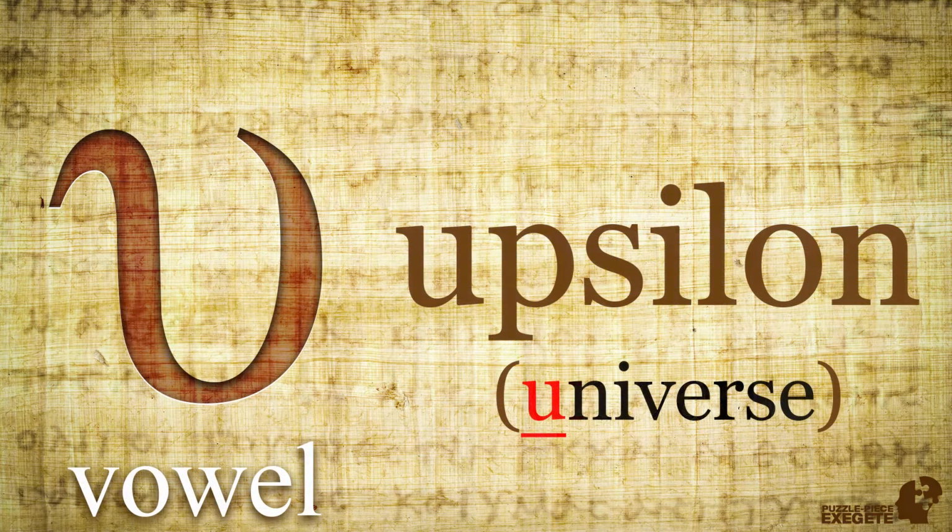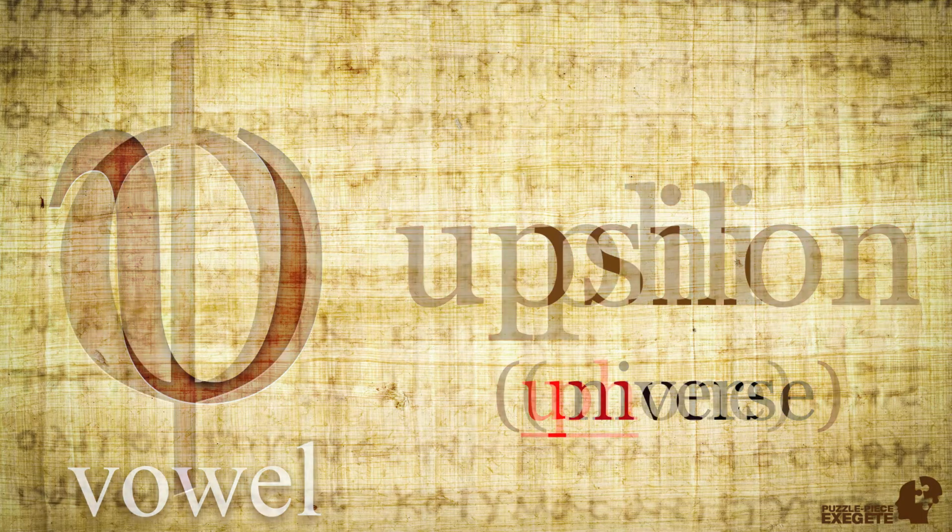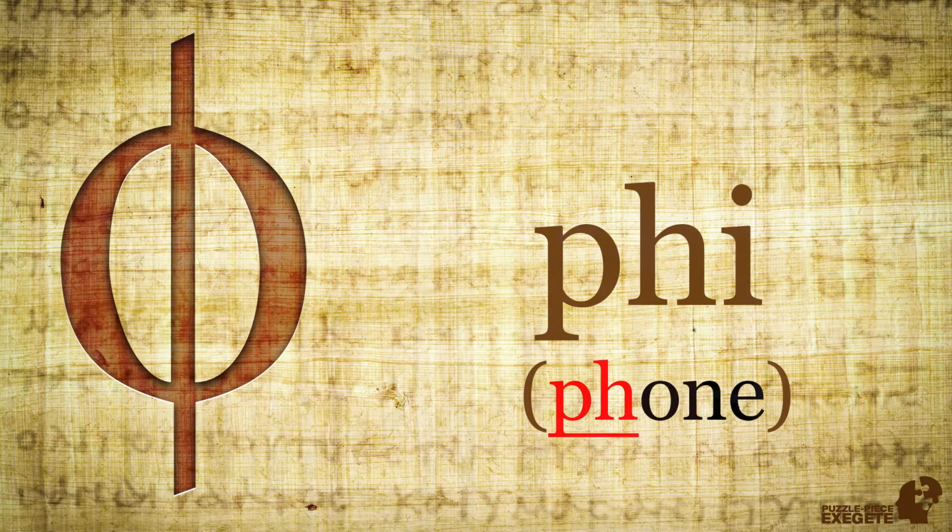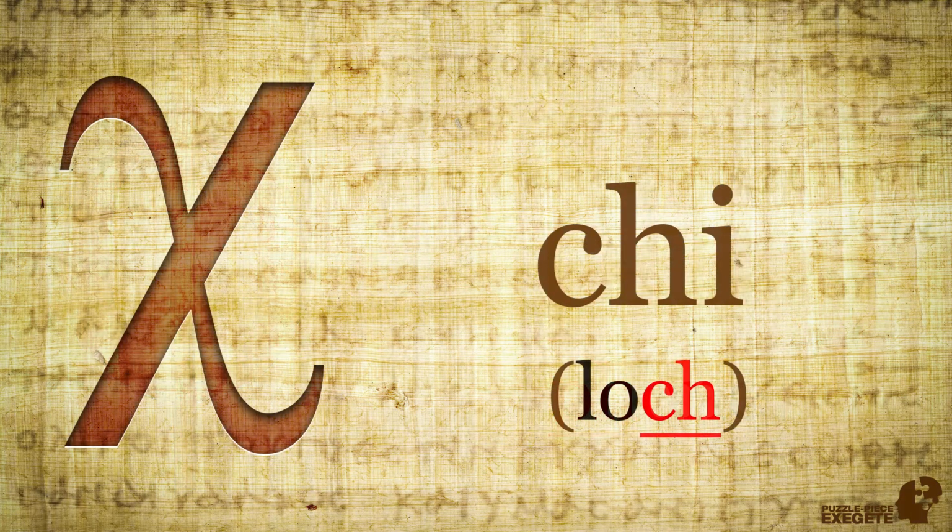Next letter is upsilon. Now, it's not "upsilon" with an oo sound. You got to put your lips like U, upsilon, like the U in universe. The next letter is the letter phi, like the F in phone. Our next letter is the letter chi, like in Loch Ness monster. You gotta get that chi.